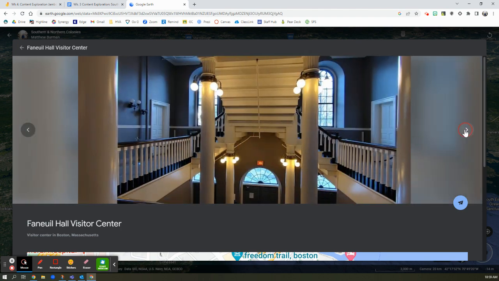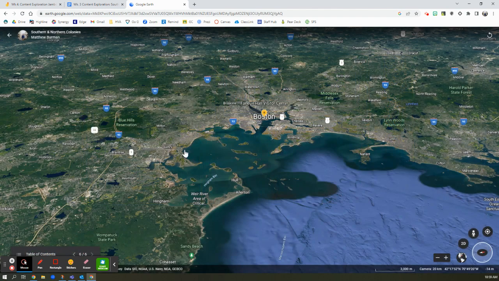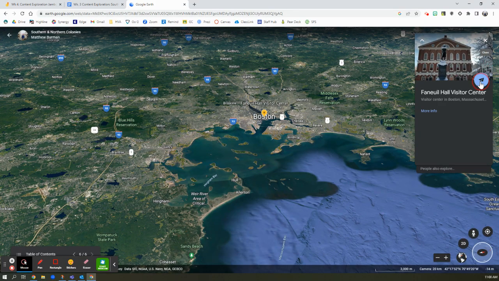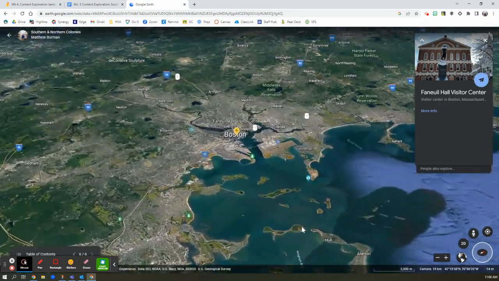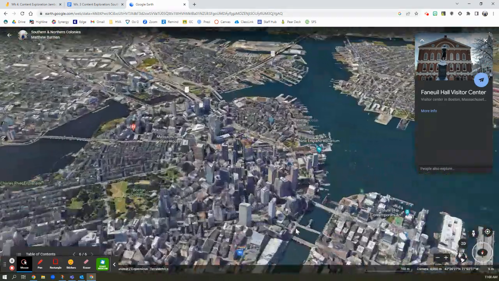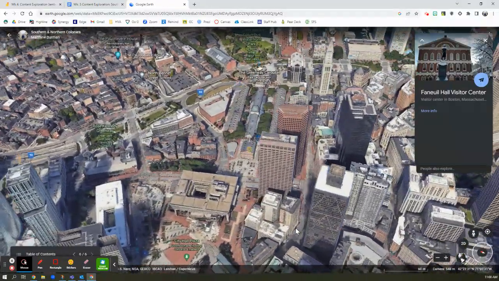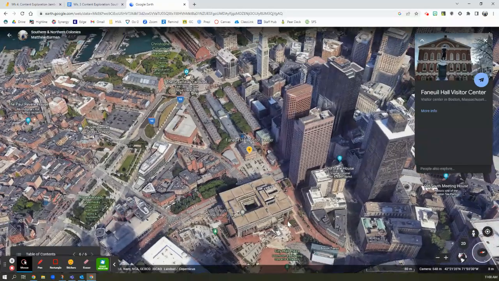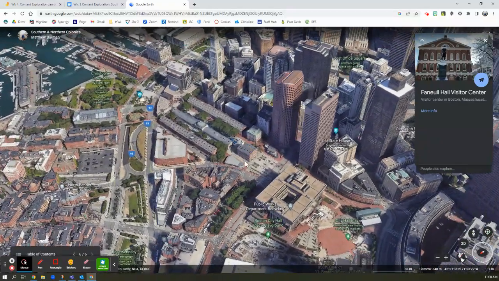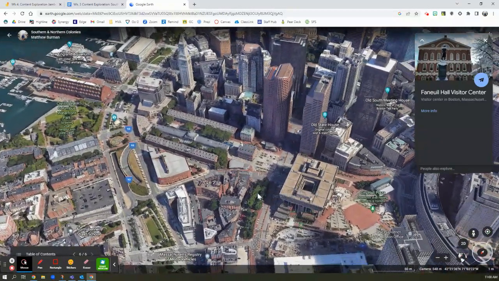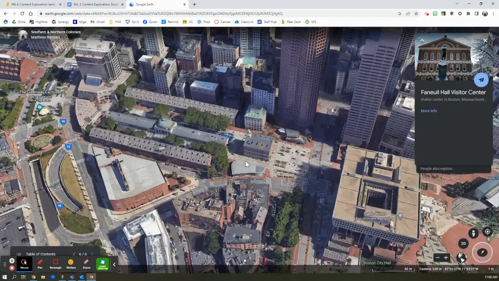And let's do one last thing, which would be to fly to it and fly around. So this was if we were flying into what would have been a very old part of Boston, right there. Pause it and zoom in a little bit.